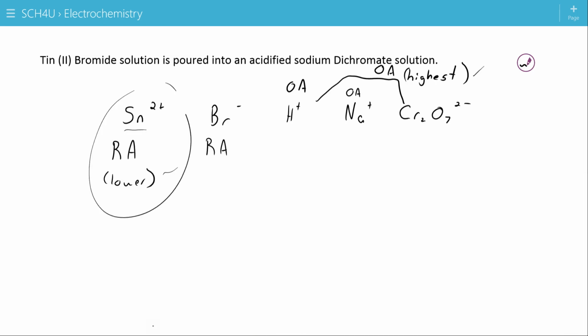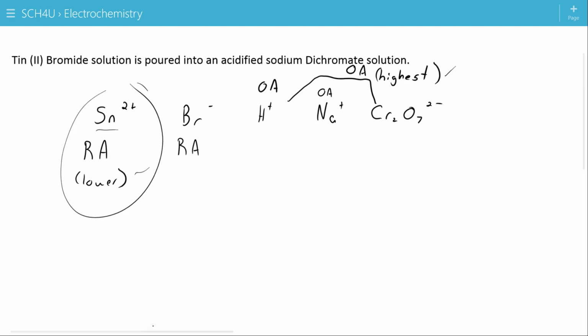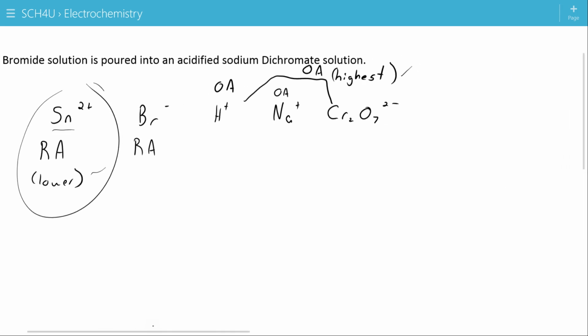I know that Sn2+ is going to be my reducing agent, and dichromate and hydrogen will work together as the oxidizing agent. So what that means is that this reaction will happen in its normal order as the oxidizing agent, and this one getting oxidized, reducing the other one as the reducing agent, will happen in reverse. These are all naturally drawn as reductions, so the oxidizing agent naturally gets reduced.